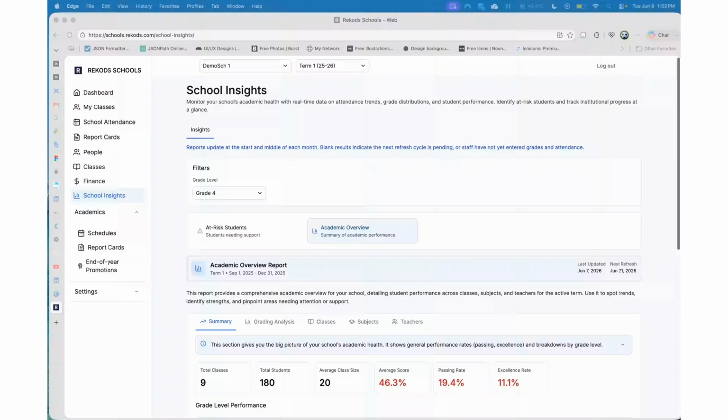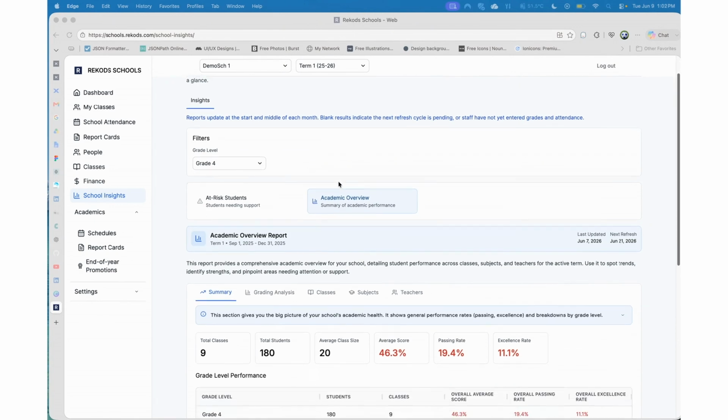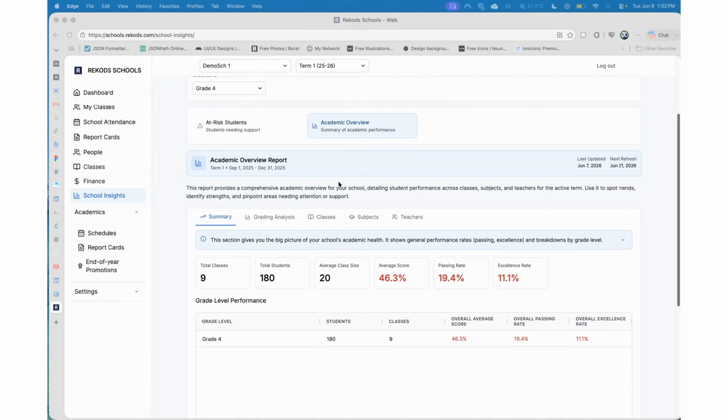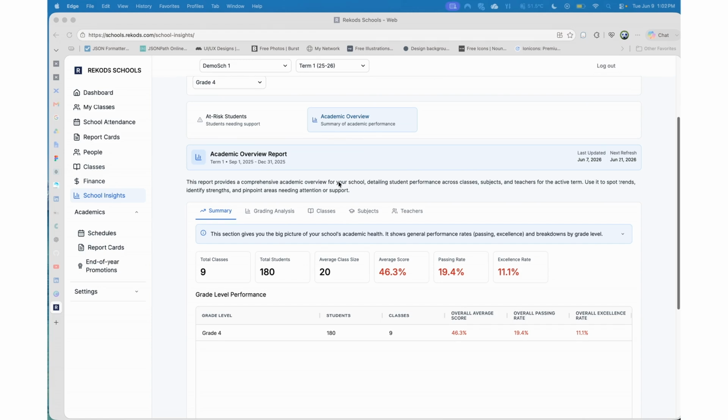In this video, we'll walk through the Academic Overview report in Rekods Schools. It lives inside the School Insights page. The idea behind this is simple. Instead of reviewing grade reports across all students, classes, and for all teachers, and then trying to piece together some picture of how the term is going in your head or in a spreadsheet, it's all here in one view.